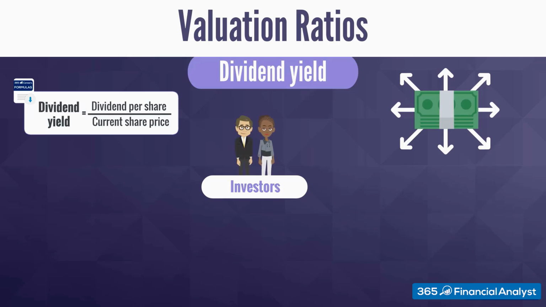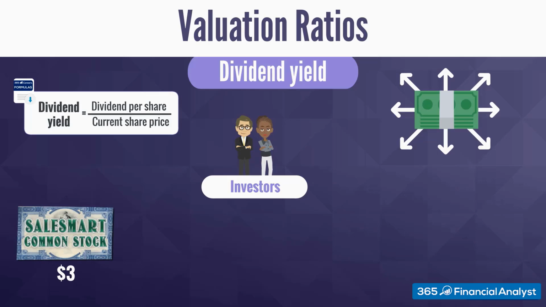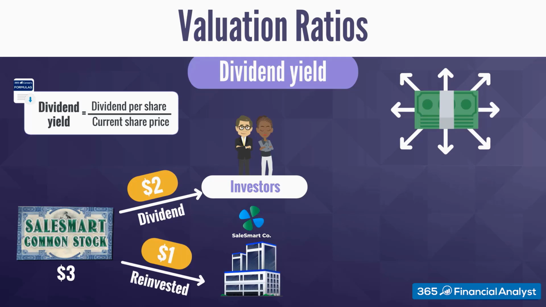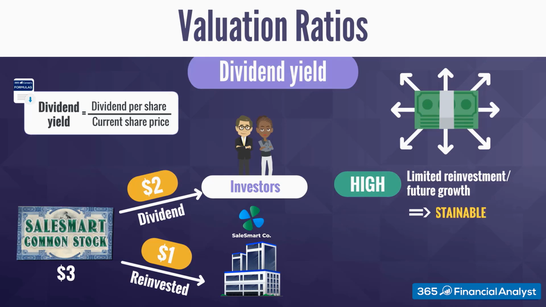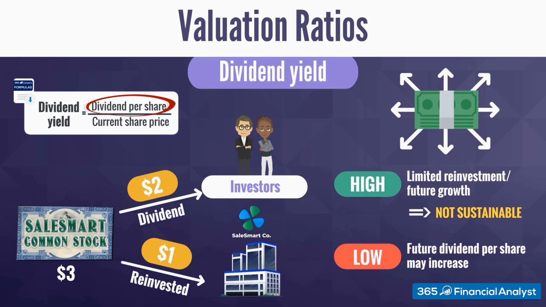Imagine the following situation. Investors buy some of SalesSmart's common stock for $3 per share. Would they be happy if they received a dividend of $2 per share? Most probably, yes. This sounds like a very good return on investment. However, such a high dividend yield means that the company would have limited funds to reinvest in its operations. Thus, future growth is also limited. That's why too high dividend yields are usually not sustainable. Conversely, the lower the dividend yield, the more the market is expecting growth in future dividends.